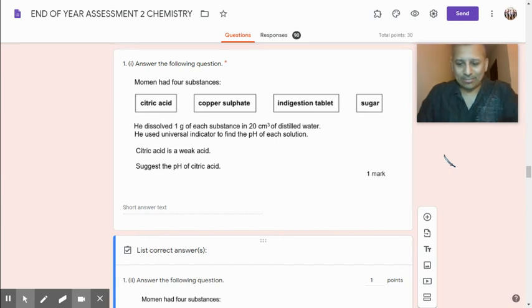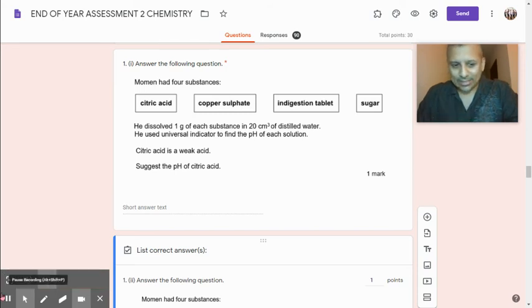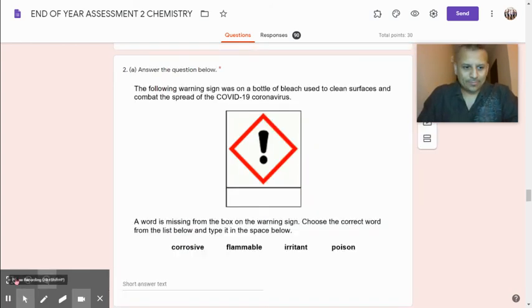Now, if you just said a base, there are 2 different types of bases. One is an insoluble base, like a metal oxide or certain carbonates as well. And you can also get soluble bases as well, which are alkalis. So if a person did write or type base, I couldn't give them the mark for that, as much as I'd wanted to, unless they indicated that it was a soluble base.